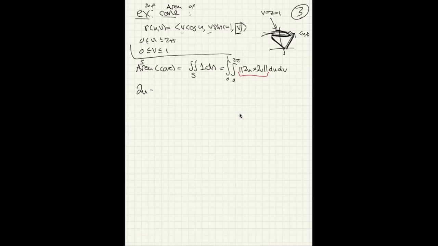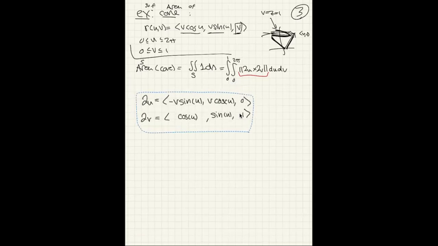So partial u, I think we've done this before, but remember I'm looking at my 3 components up here. I'm hitting it with a u derivative. So I've got negative v sine u, positive v cosine u, and 0, because that last thing has no u's in it. And then partial v is, all right, I got cosine u, sine u, 1. All right, I'm going to pull that down here, make it a little bit smaller.